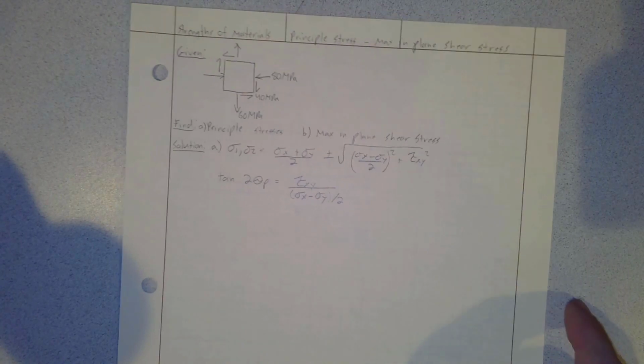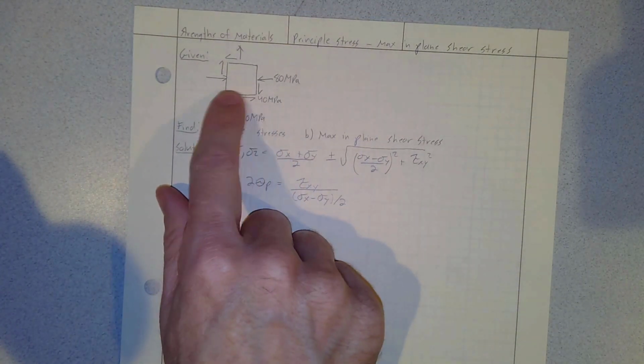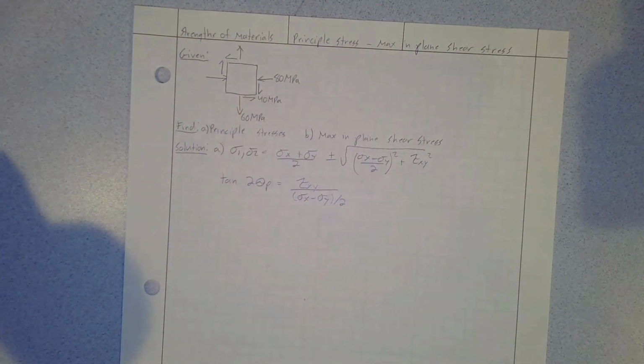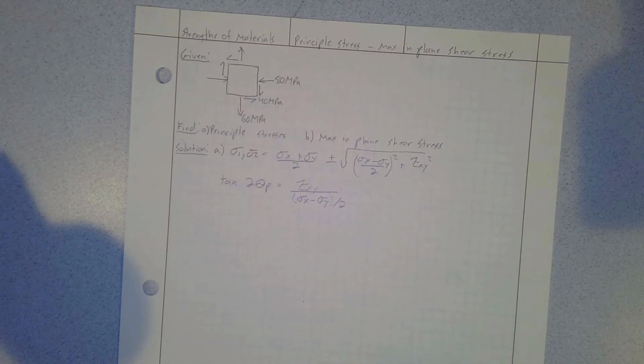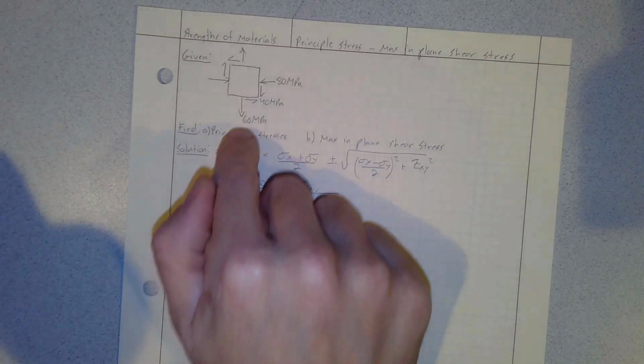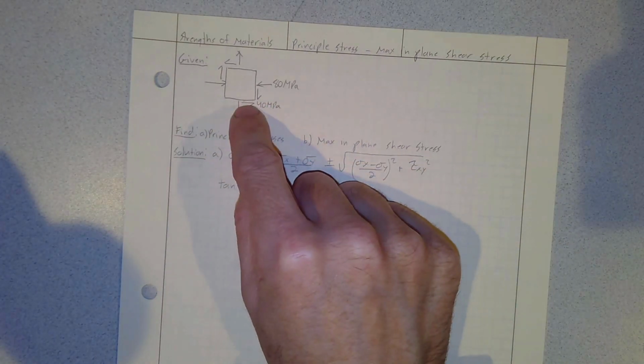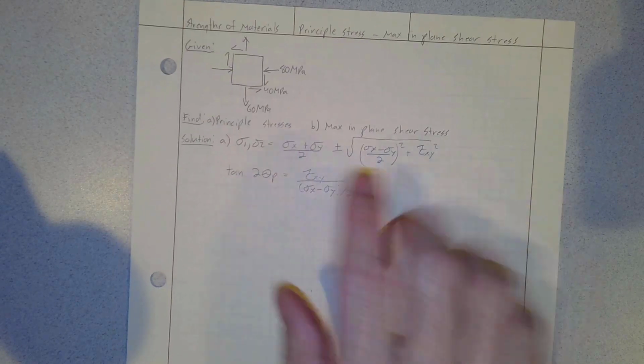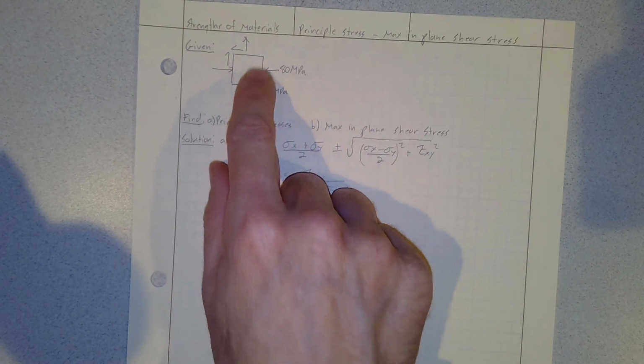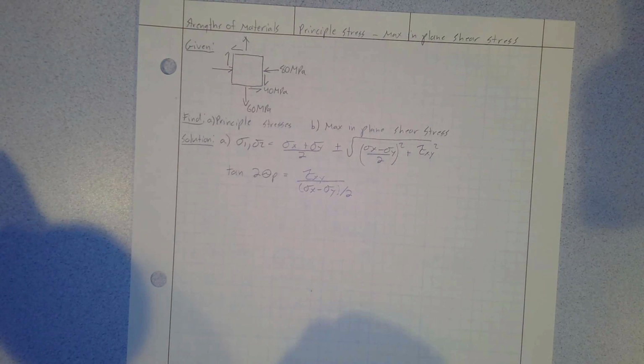So we'll keep using the same problem as an example that we've been working with. Again, we've got 80 megapascals of compressive normal stress in the x-axis, 60 megapascals tensile stress in the y-axis, and 40 megapascals of shear. And the shear is oriented in such a way that we would call that negative shear because it's not moving up and to the right there.